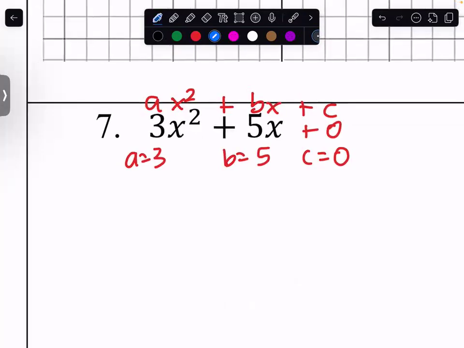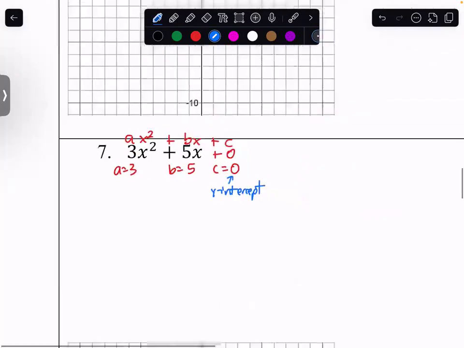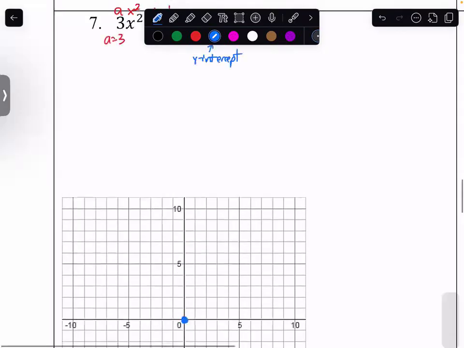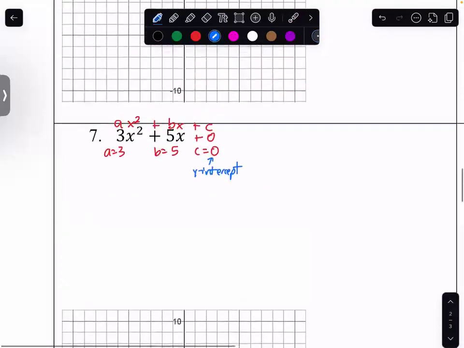So in standard form, there's a couple of good things about it. One good thing is that the C value is always the y-intercept. So without having to do any real math, we can go to the y-axis, and we know that there is a y-intercept at 0. So again, we got 1 point for free already. Okay, back up here.